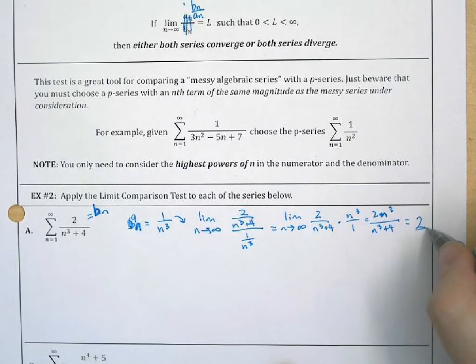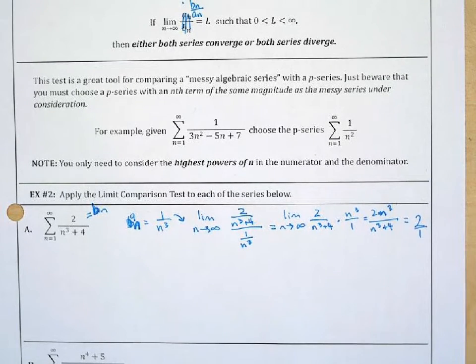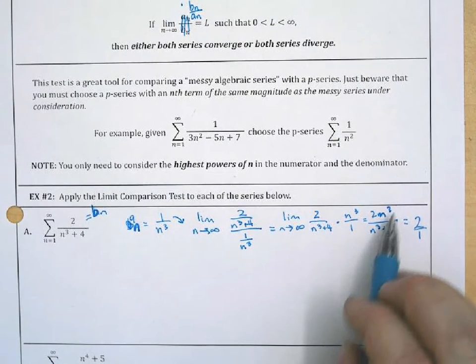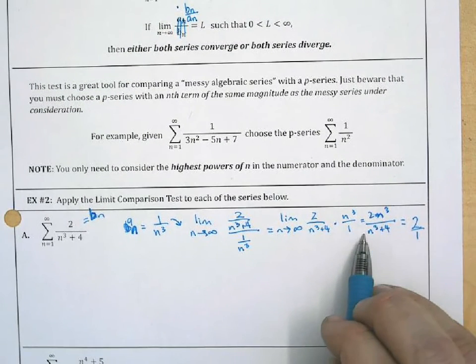2 over 1. Coefficients of highest degree. What's the highest degree? 3, yeah. So 2 over 1.